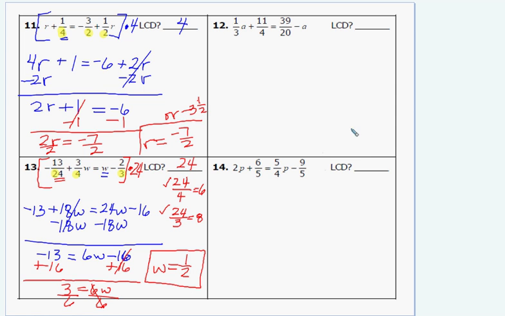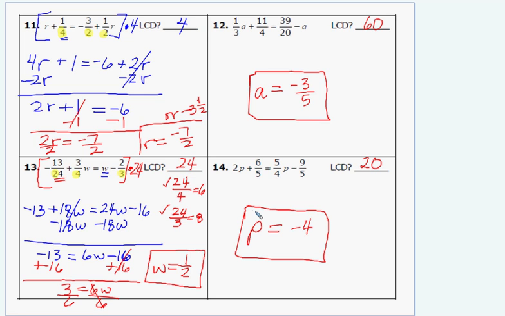So, just so that we can take a look at 12 and 14, so you can see whether you were on the right track or not. Our LCD for number 12 should have been 60. And when you go through and solve, you should get that A is equal to negative 3 over 5. On number 14, the LCD that you should have come up with was 20. And when you multiply your whole equation by 20, you should end up in the end with P equaling negative 4.